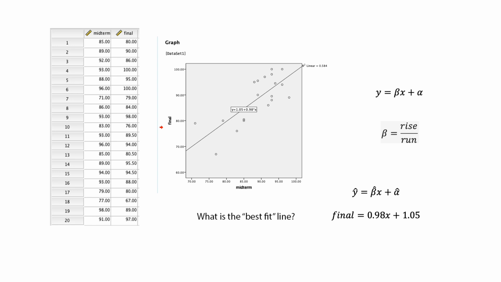I put the regression results on top of the line here. So if we were to write this out, we would say that your final exam score would be equal to 0.98 times your midterm score plus 105. So now that we have a slope estimate and a y-intercept estimate, we have an estimate for the line. Final exam is equal to 0.98 times midterm plus 105.